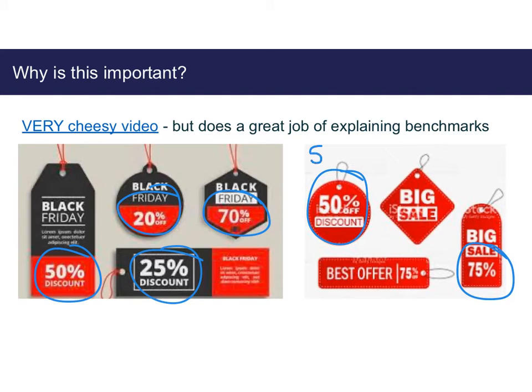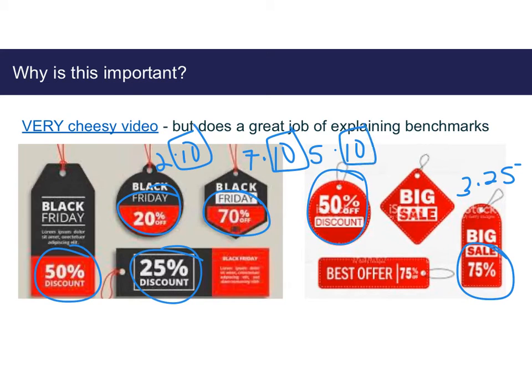50 is the same thing as 5 times 10. 70 is the same thing as 7 times 10. 20 is 2 times 10, right? 75% is the same thing as 3 times 25. So the thing with benchmark percents is if we know these common factors, the 10s and the 25s and such, that it makes figuring everything else out very easy. So let me explain what I mean by that.